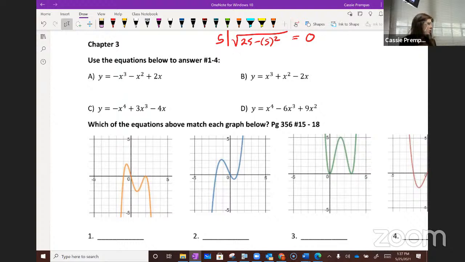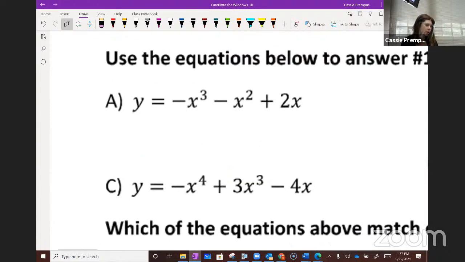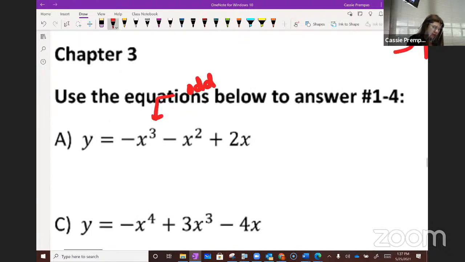Let's go through each equation individually and think about what we know from chapter 3. If the equation has an odd degree, that tells you the end behavior. Do you guys remember if it's an odd degree, if it's going to go in opposite ends or the same ends? Good, opposite ends.